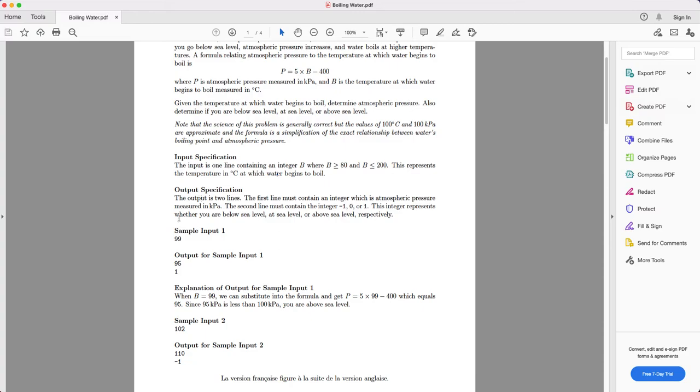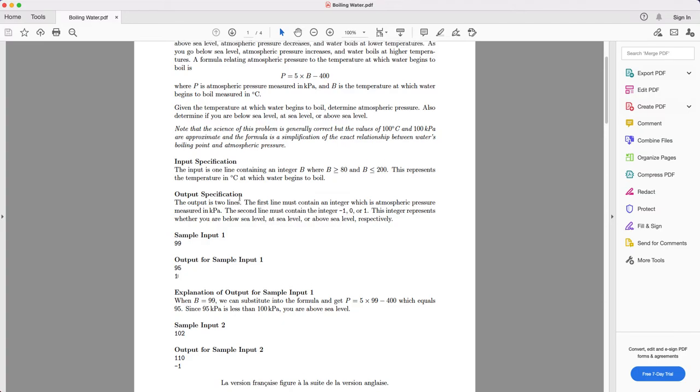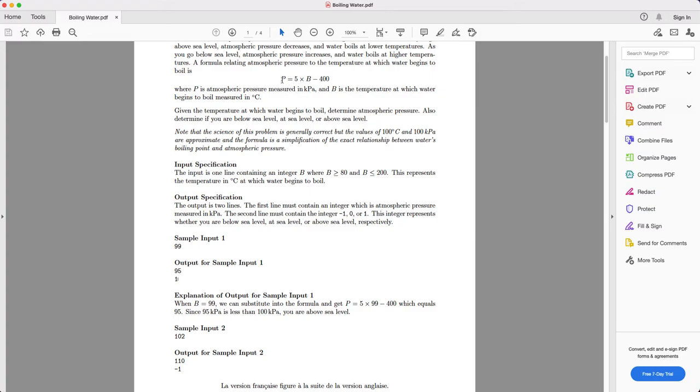We also know that we have two lines of output. The first line must contain an integer, which is the atmospheric pressure measured in kPa. So basically we need to substitute b into this formula and then return p. The second line must contain an integer -1, 0, or 1, which represents whether you are below sea level, at sea level, or above sea level respectively. So -1 is for below, 0 is for at, and 1 is for above sea level.